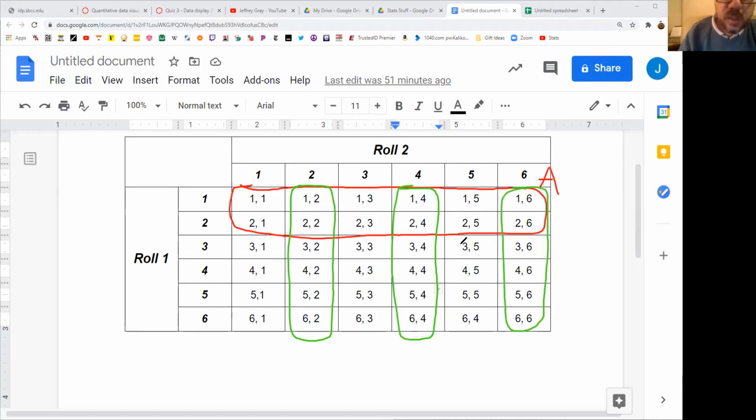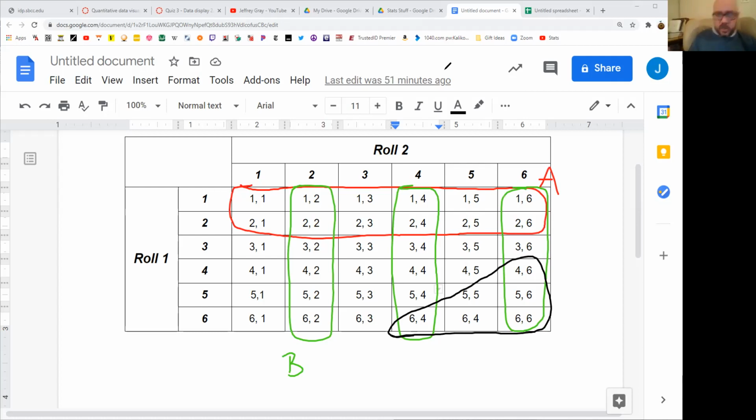All right, so it's B. And then C was that the total was at least 10. So that was these guys over here. Okay, so what I want to do is find the probability of A given B, B given A, C given A, B given C, and C given B, and see what things we can figure out about that.